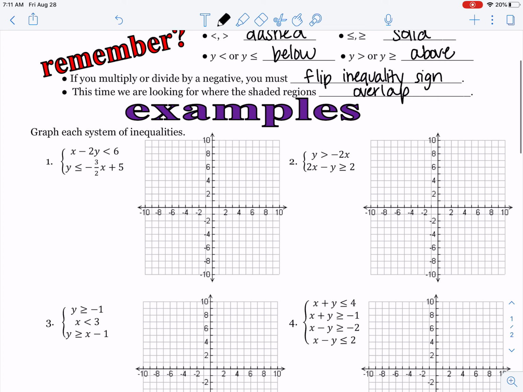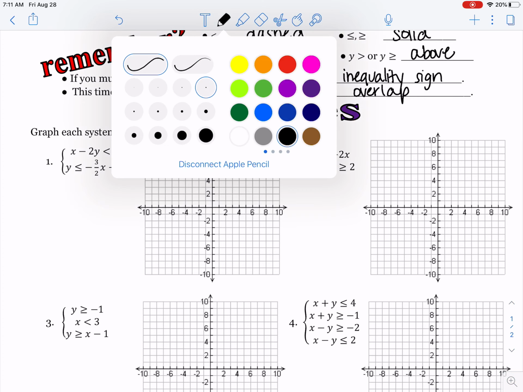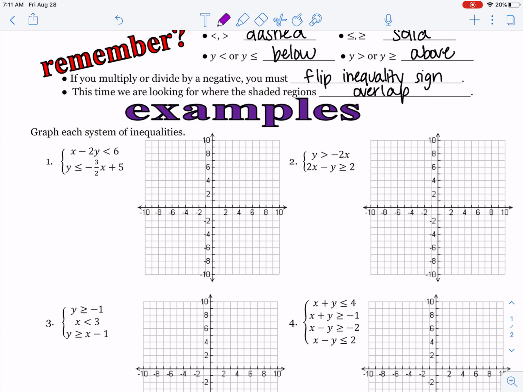So let's start with example 1. I have 2 linear inequalities. I'm going to take the first one and solve for y so that it can be graphed easily. Divide by -2, so I have to flip my inequality. And I get y is greater than 1/2 x minus 3.